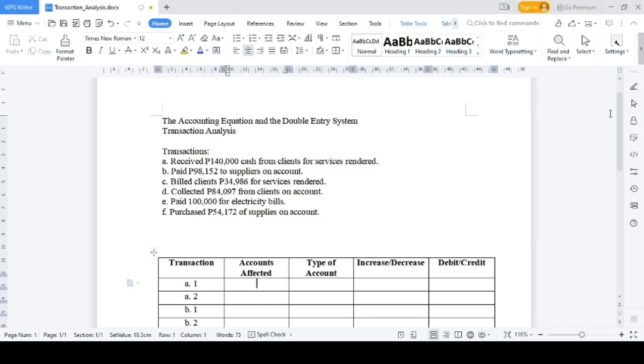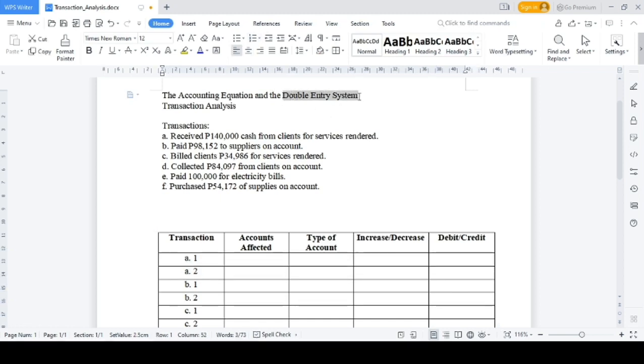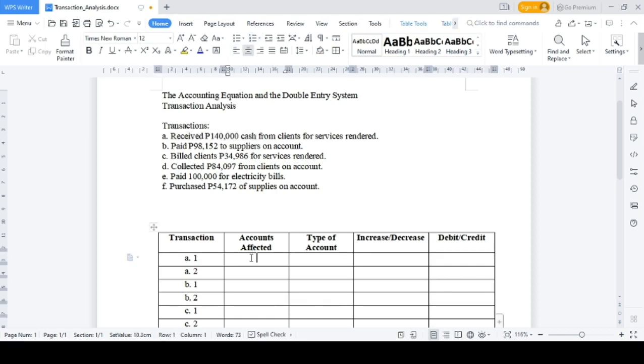So we have here A1 and A2, since in every transaction we have two accounts affected, which means the double entry system. Okay, so let's try to answer. The first account affected in A is cash because, as you can see, the business received 140,000 cash from clients. So in accounts affected, this is the specific.